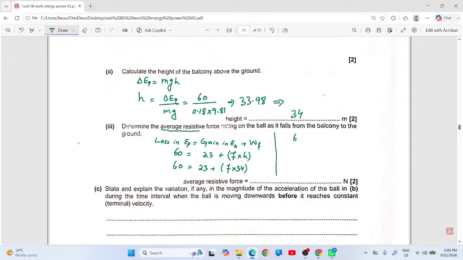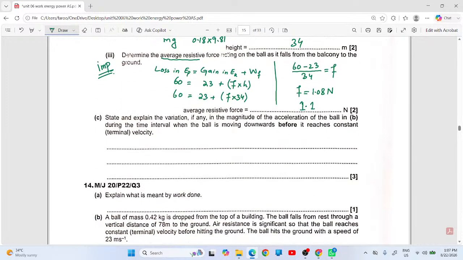तो ये बन जाएगा 60 minus 23 divided by 34 equals F. 1.08. F equals 1.1, लिख सकते हैं 1.1 Newton. 1.1 Newton is the frictional force. Important.